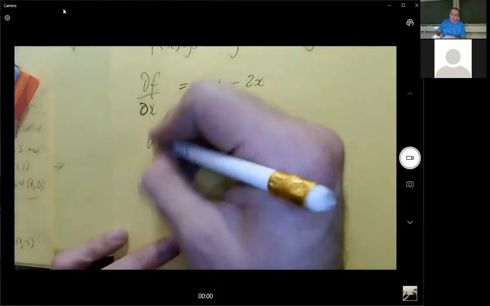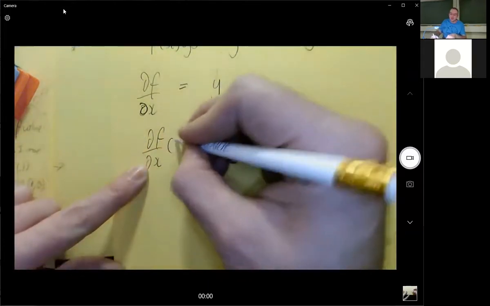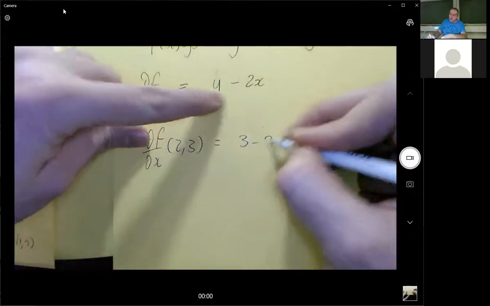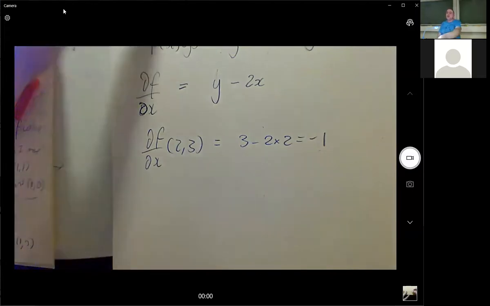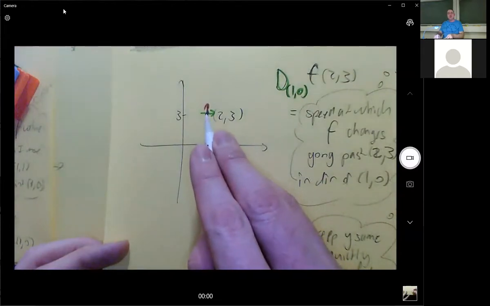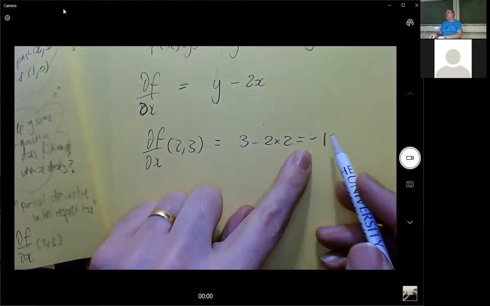And so the partial derivative with respect to x at the point (2, 3) would be, y is 3 and the x is 2, negative 1. So this is saying that if I move in the direction of (1, 0) a teeny tiny bit, I move this way a little tiny bit as I'm going past this point, then the function is going down at a slope of negative 1.